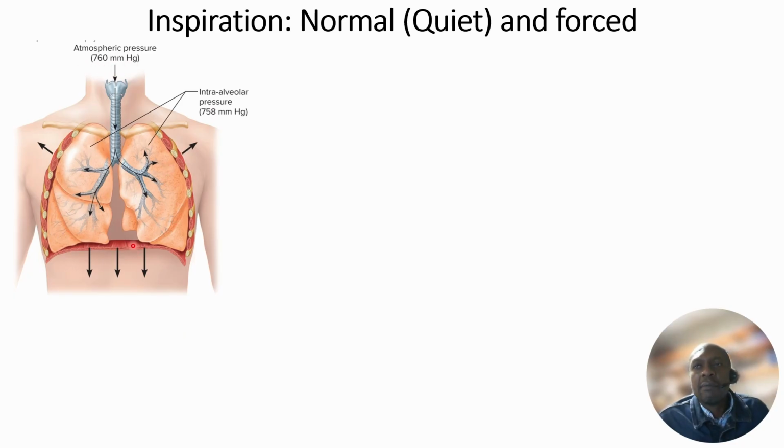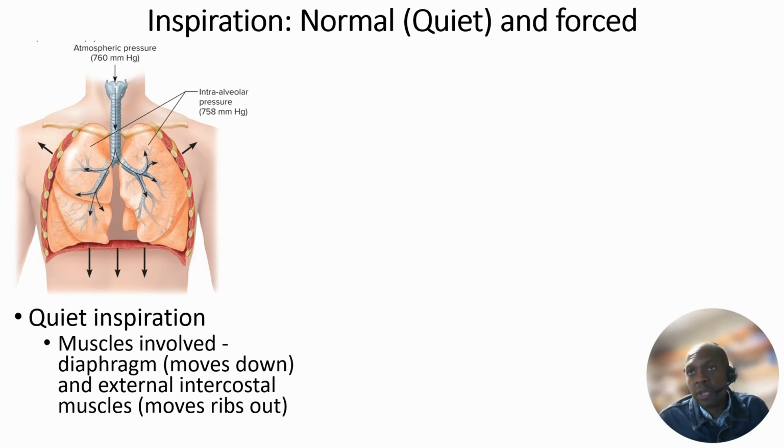When I want to inspire, two things happen. The external intercostal muscles lift up the rib cage, and the diaphragm contracts, and together the width and the height of the thorax is increased. Because you've increased the volume, pressure will be lower, so the intra-alveolar pressure is 758 millimeters of mercury. And so that's what causes quiet inspiration.